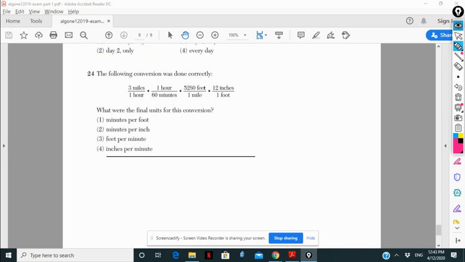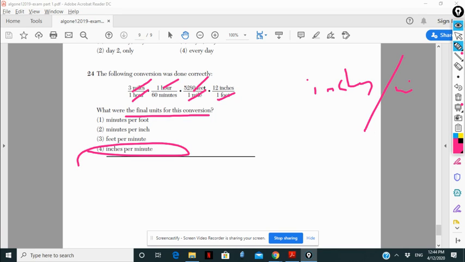The following conversion was done correctly: 3 miles divided by hour, times 60 feet divided by mile, times inch. What is the final unit of the conversion? The final unit, so I'm going to start across. So miles, mile, hours, foot, feet. So what's remaining over there? Inches, and down is minutes. So inches per minute. So the answer is 4.